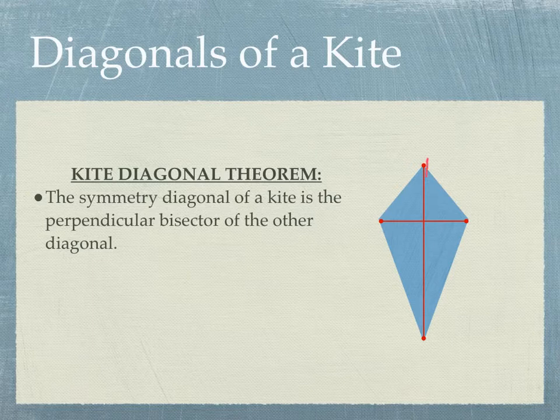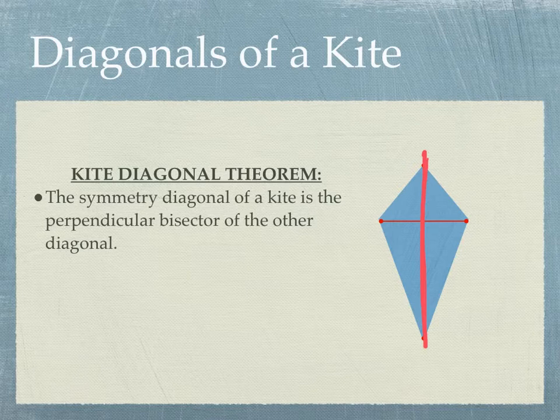The symmetry diagonal is this one. Oh, I wanted that to be thicker. Let's try that again. There we go. This one is the symmetry diagonal, and that is the perpendicular bisector of the other one.